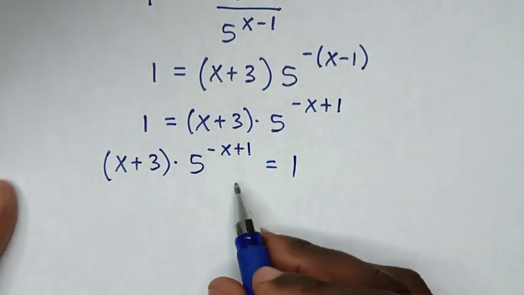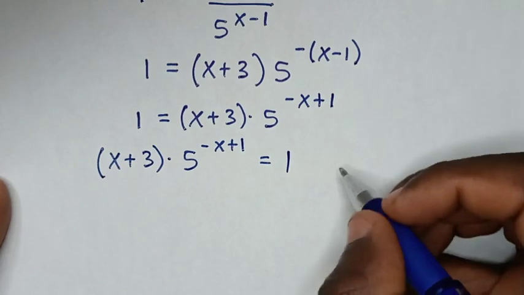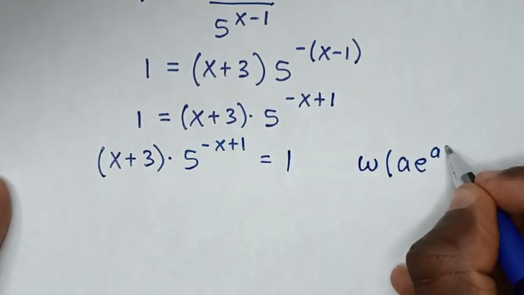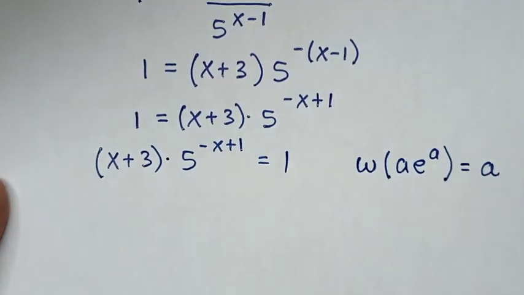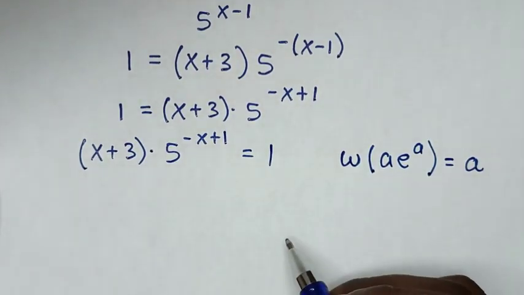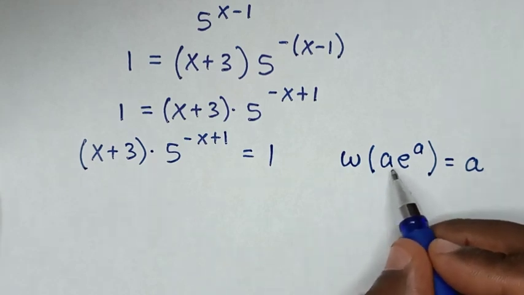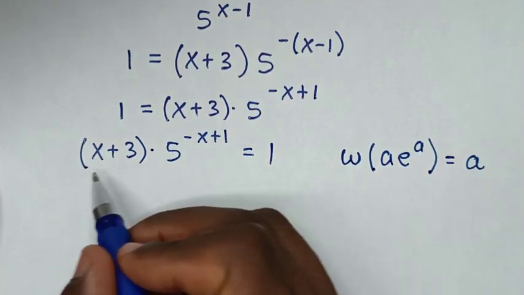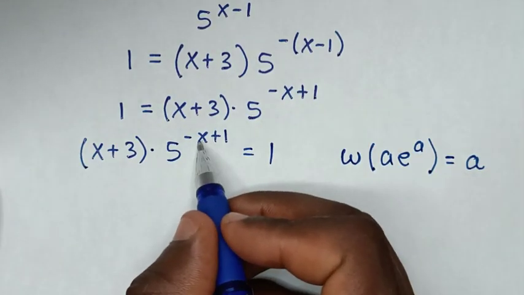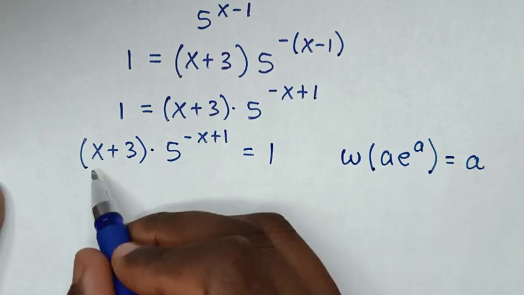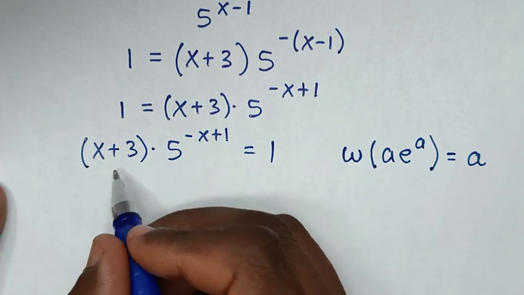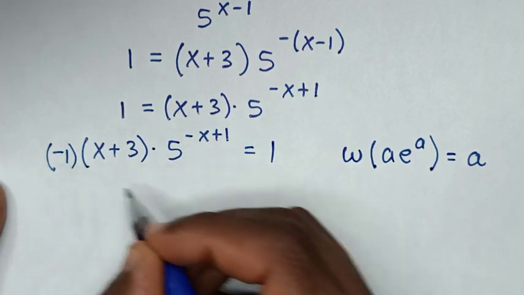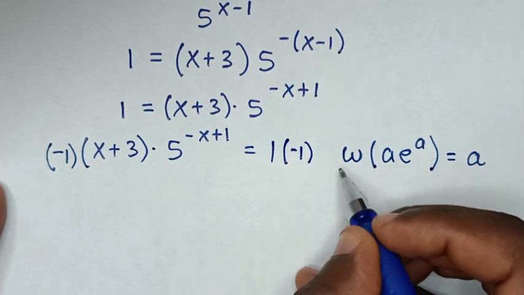Now from here we are going to apply the Lambert W function, which is W(a e^a) = a. The condition for the W function is that it should have the same base and same power, equal to this a. Now we can see the base is negative x, so it should be the same power from this base. So for this negative x, we should multiply by negative 1 on both sides.